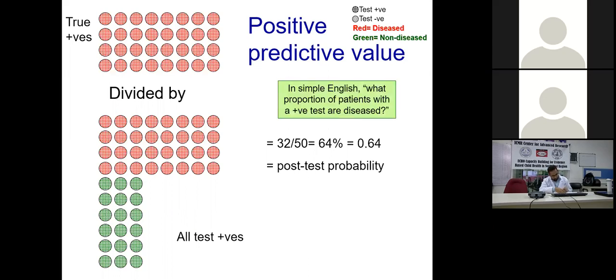And in simple English, positive predictive value answers the question, what proportion of patients with a positive test are diseased? That means the denominator is all those who have a positive test, all those who are CRP positive. Note that it is different from sensitivity. In sensitivity, the denominator was all those who are diseased. In positive predictive value, the denominator is all those who have a positive test. Amongst them, what proportion are truly diseased?